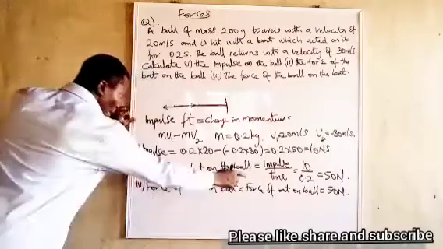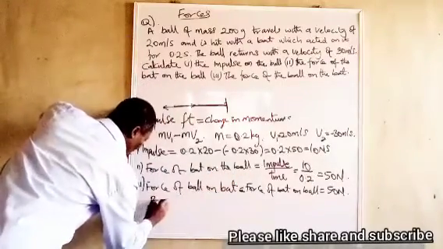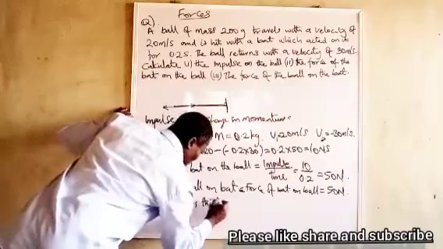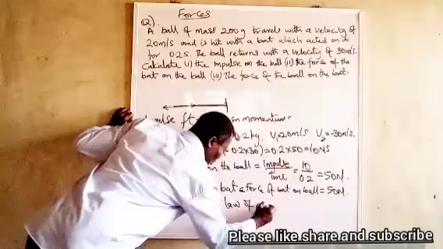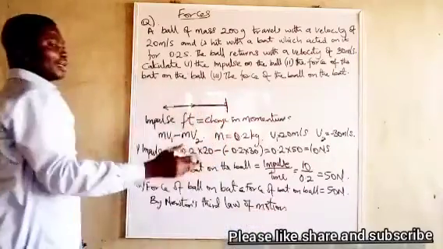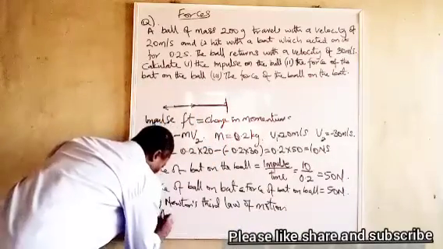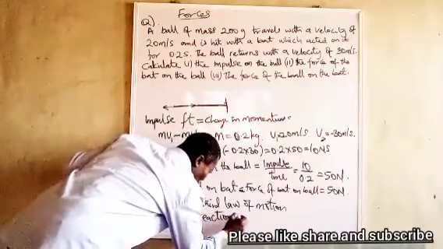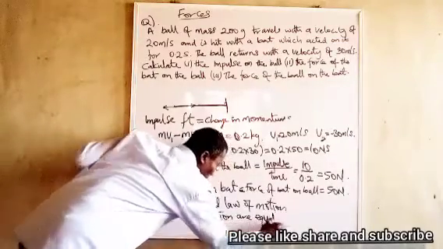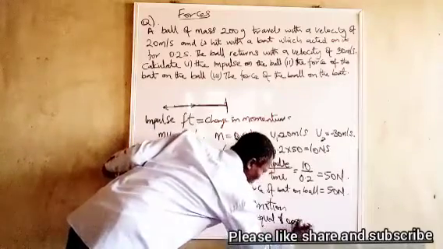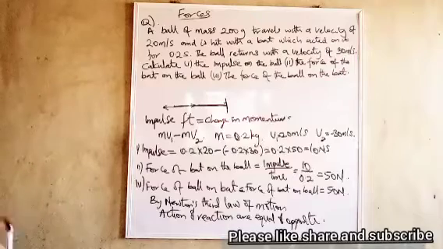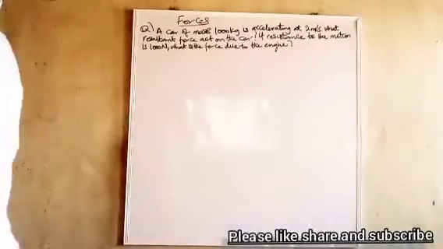And how did we arrive at this? By Newton's third law of motion. Action and reaction are equal and opposite. So you can see, a very easy way to handle force, impulse, velocity, momentum. Let's do another one.